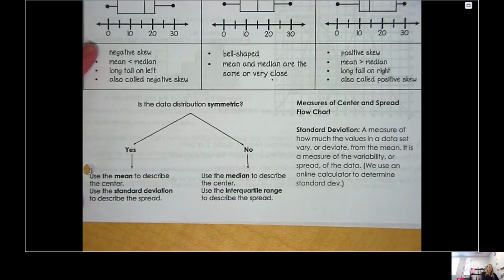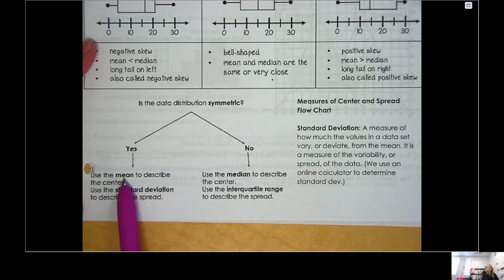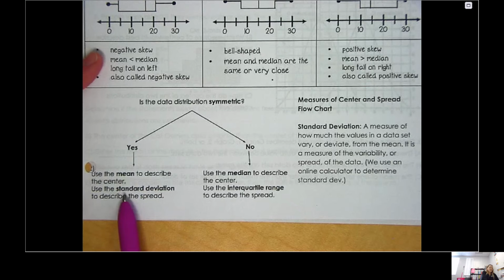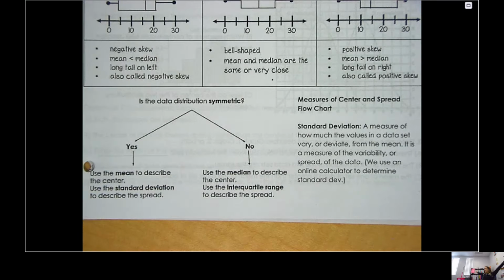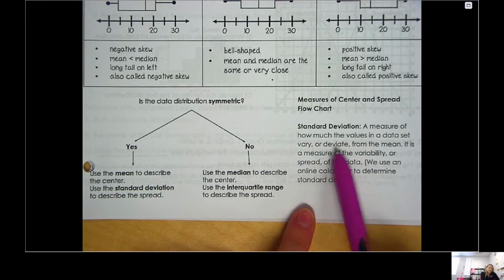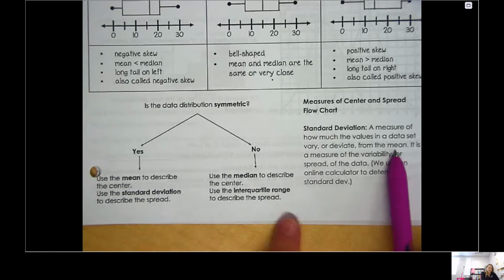So if you have a symmetric graph, a graph that looks like a bell curve, yes, you would use the mean or the average to describe the center. You would use something called the standard deviation to describe the spread of your data from the smallest to the largest. That just means how far away your values deviate or go away from the mean. And I'll show you what this means in a second.